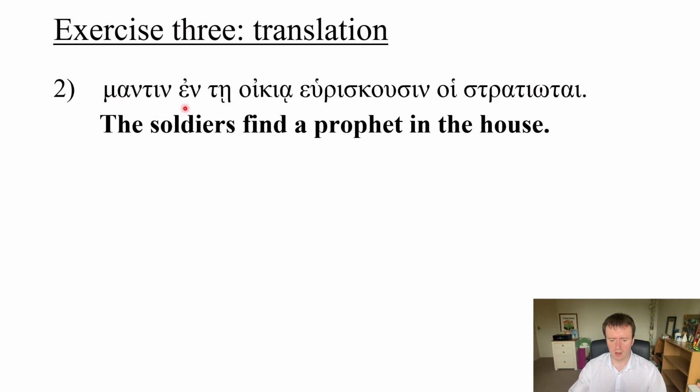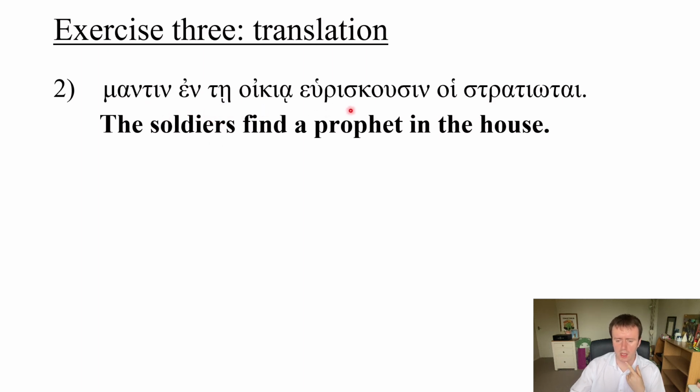And then we've got en tei oikiai. En is a preposition governing the dative, and it means in or on. We've got the house after it in the dative singular, which we know from the ending and also from the form of the definite article. And so we would say in the house. So far we've got a prophet or a seer in the house.